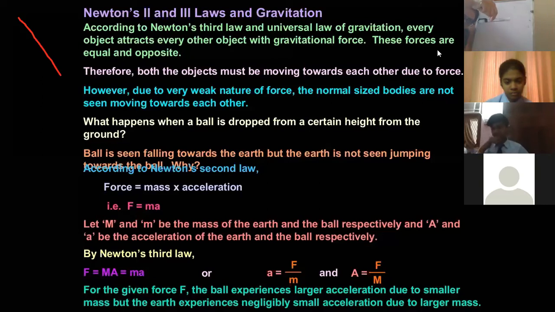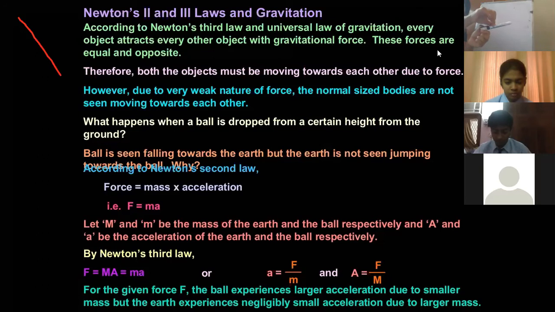Then once I release the pen, why is it that we see the motion only in the pen, if as per Newton's third law they are exerting an equal force on each other? The question is this: force exists between any two objects, let the two objects be the Earth and this pen. As per Newton's third law, the force will be equal, that means whatever force is exerted by the Earth on the pen, an equal amount of force is exerted by the pen on the Earth.